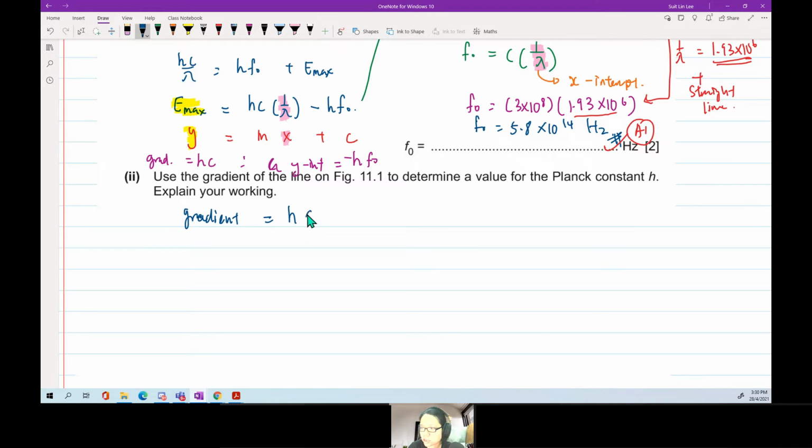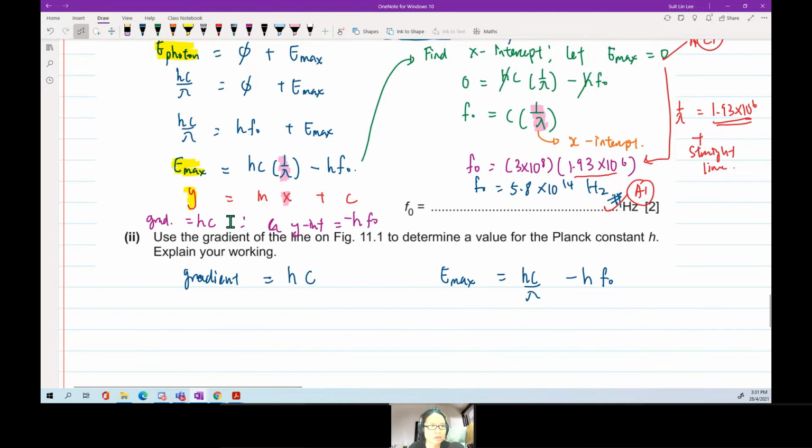Just write gradient is equal to hc. If you want to, you repeat this one again, or hc over lambda is work function plus Emax. Or you write the equation. I'll write the equation, because I didn't use it just now. So I'm just going to write this here. Something like this. Okay. So later I will explain a bit, but this one here will have 1 mark C1 that belongs here.